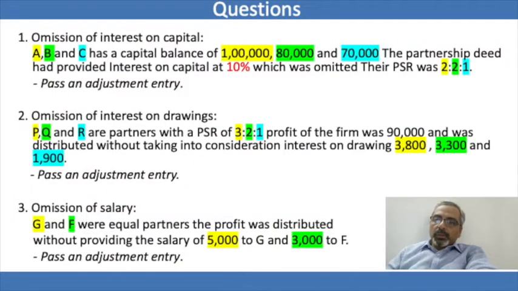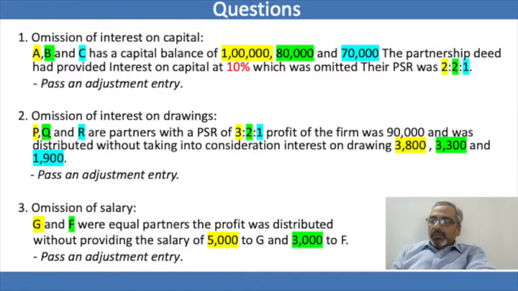Now let us take one question and try to solve it. Here you can see I have taken three cases. The first case is omission of interest on capital. The second case is omission of interest on drawing, and the third case is omission of salary.